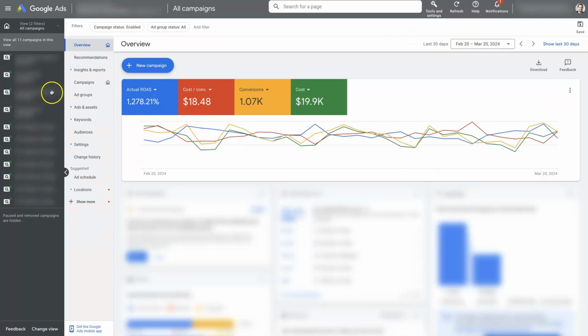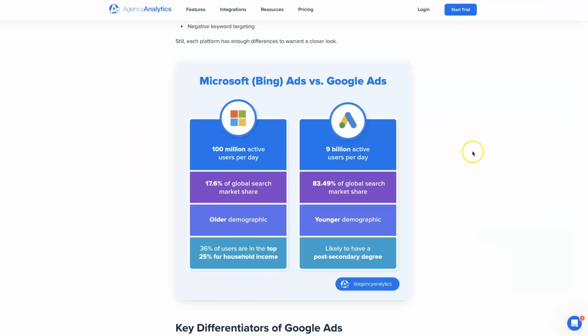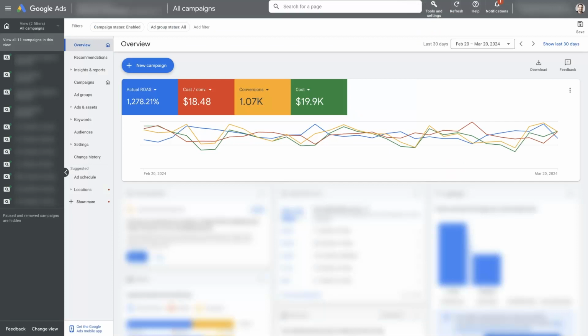similar to Google Ads, and that is for good reason. Microsoft realizes that Google is getting a majority of the traffic online. Here's a little breakdown from Agency Analytics showing where Google has 9 billion active users per day and Microsoft Ads only has 100 million active users. So Google has 83% or 84% of the market share, somewhere in there, and Microsoft only has 17, 18%, which means that the majority of the traffic and action is going to be on Google Ads, and only a certain percentage is going to be on Microsoft Ads.